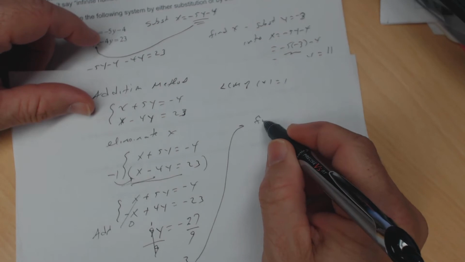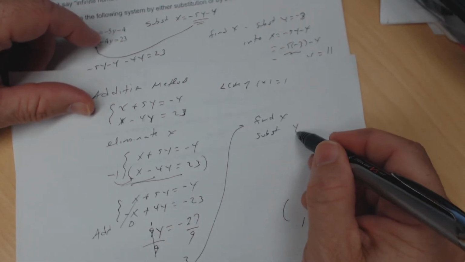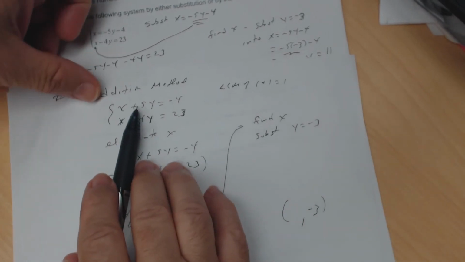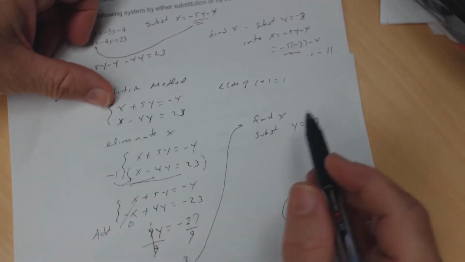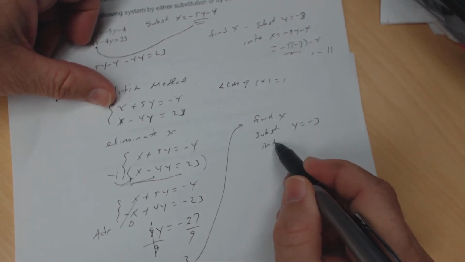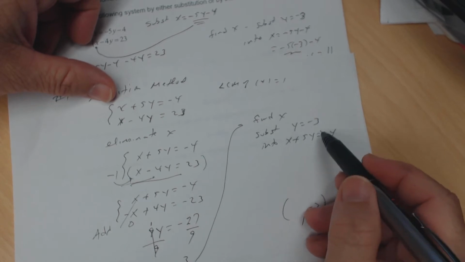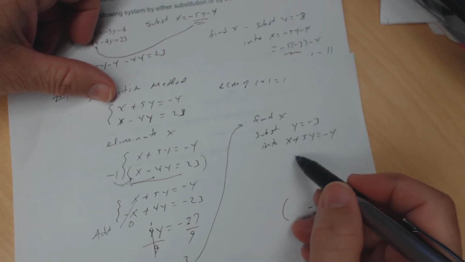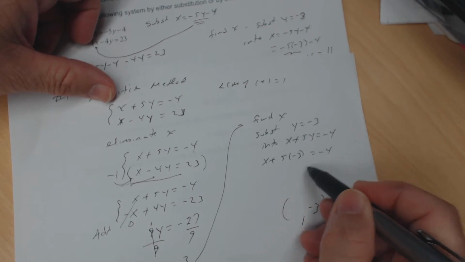So now we're going to find x. We're going to substitute y equal negative 3 into one of these equations. It does not matter which one. So let's use the first one. So substitute that into this equation, x plus 5y equal negative 4. So wherever you see the variable y, I plug in negative 3. So I get x plus 5 times negative 3 equal negative 4.